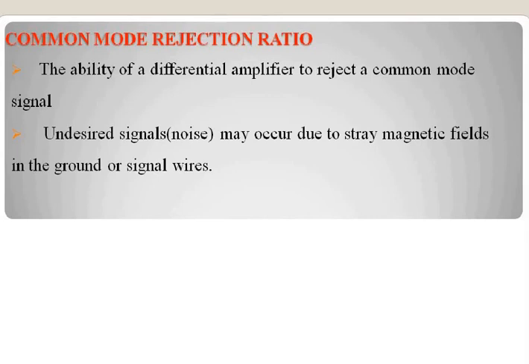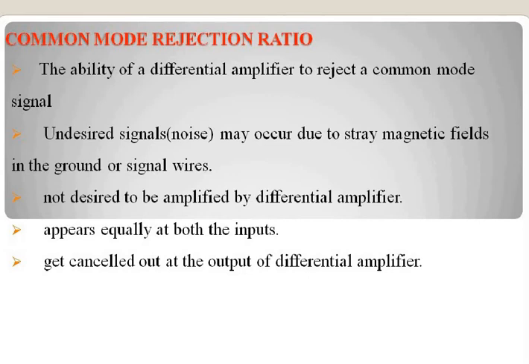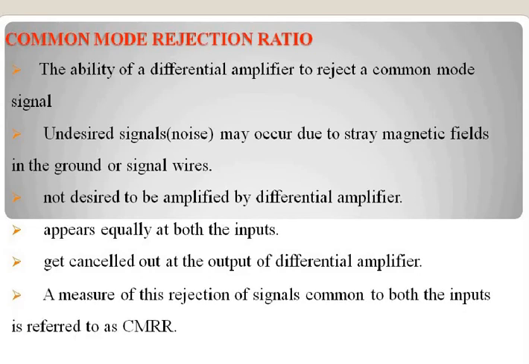So for a good amplifier, the common mode rejection ratio, that is the ability to reject this common signal, should be very high. In the ideal case, this ability should be infinite. So here what I explained is written: it is not desired to be amplified by the differential amplifier, this unwanted signal appears equally at both the inputs, and it should get cancelled out at the output of the differential amplifier. So a measure of this rejection of signals common to both the inputs is referred to as CMRR.